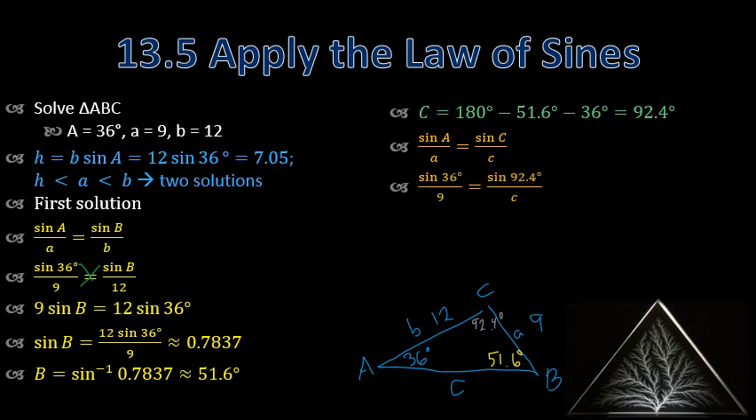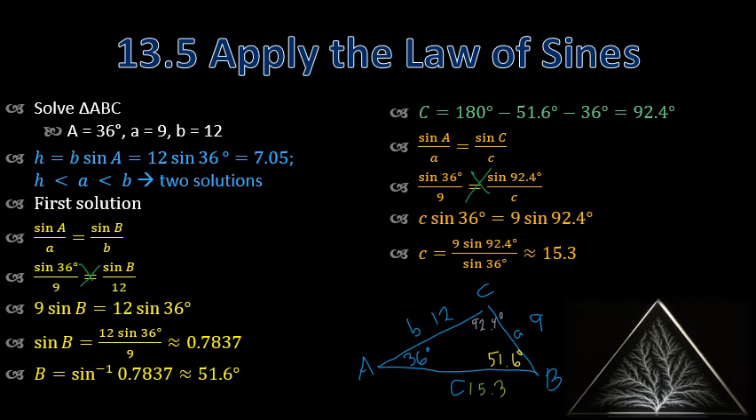Fill in the numbers for A and the number for C. Cross multiply. C times sine of 36 equals 9 times sine of 92.4. Divide by sine of 36, and you get about 15.3. And now you have solved the first solution. See, nothing fancy. Second solution. Next slide.